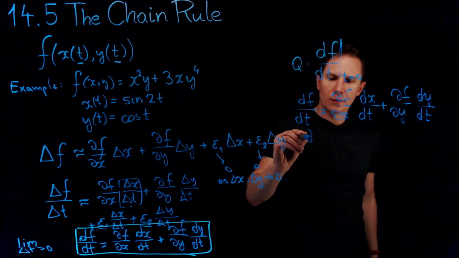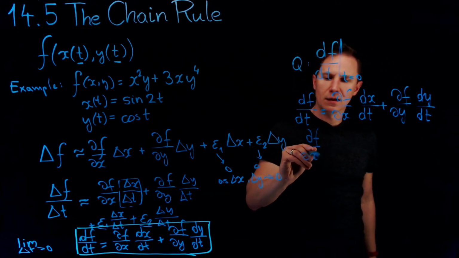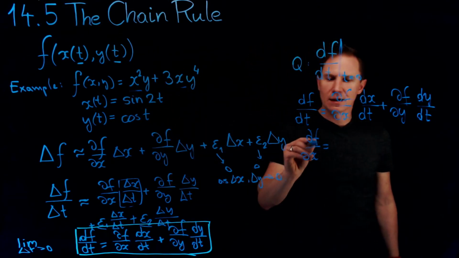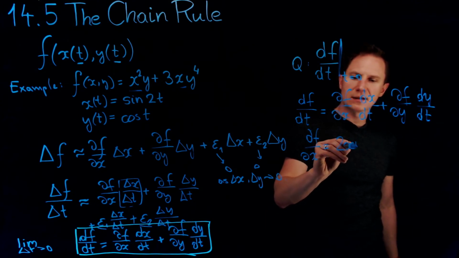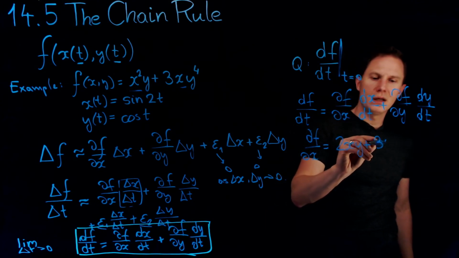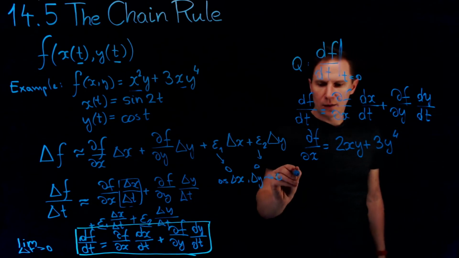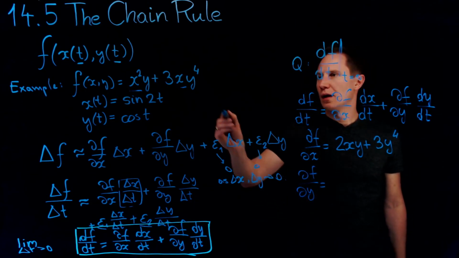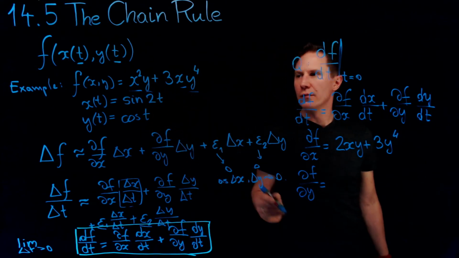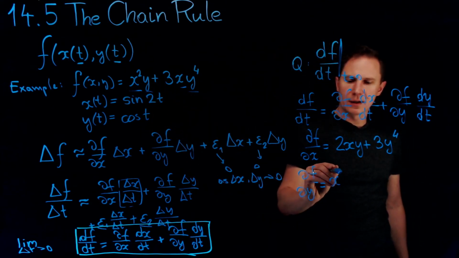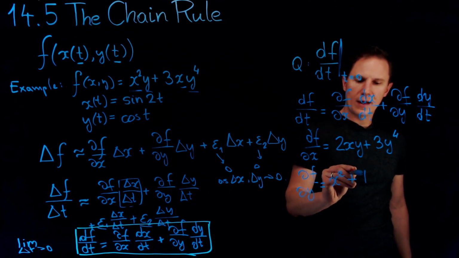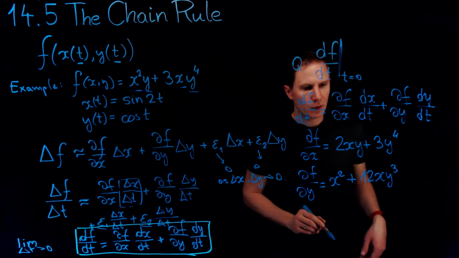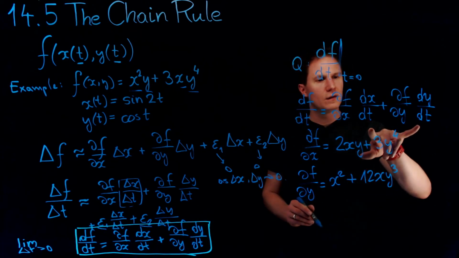So the partial derivative with respect to x of this function, here you have x squared, here you have x, so indeed this is 2x times y plus 3y to the 4, and the partial derivative with respect to y is, well, here you have y and here you have y to the 4, so it's going to be x squared plus 12x times y cubed.